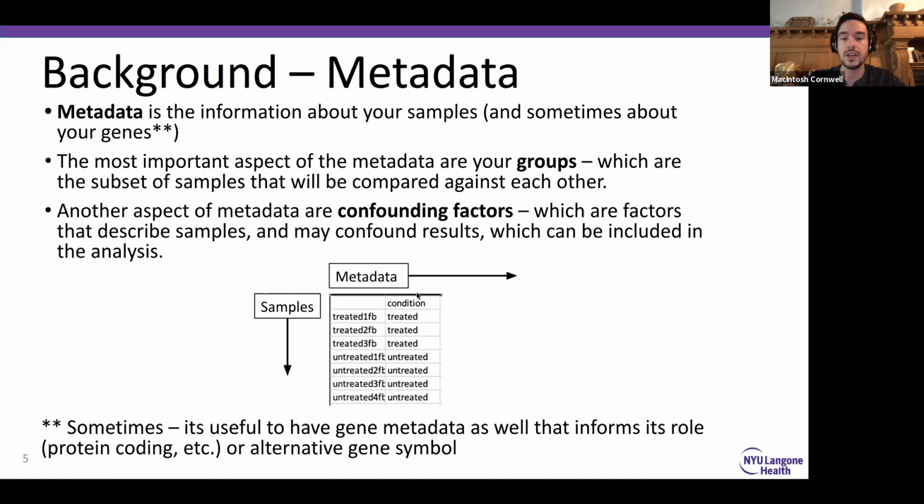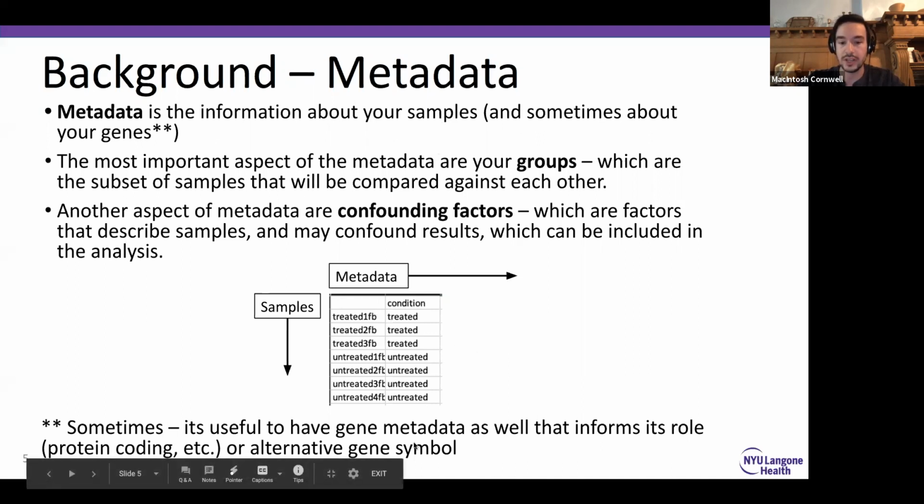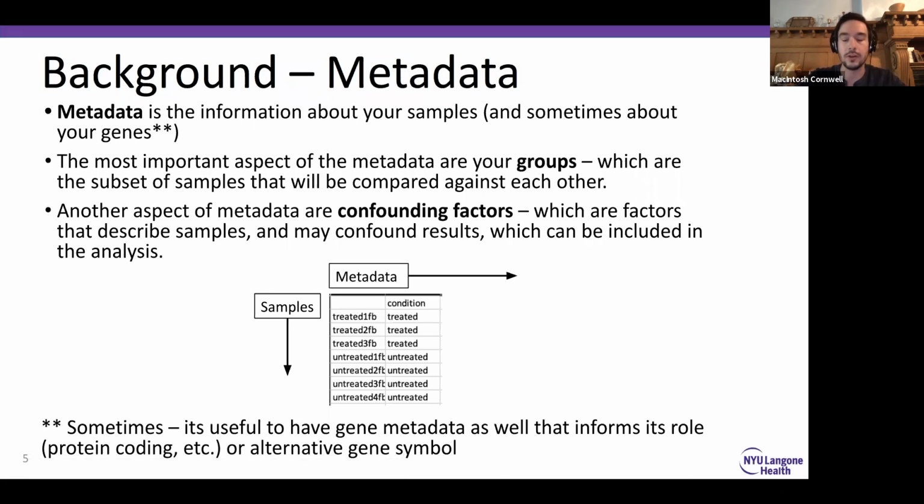As I mentioned, you need to have a grouping column, but you can also have any additional information here to either one, include in your model, or two, just leave attached for further analysis later when you're trying to visualize your results. Lastly, I should mention that sometimes you can actually have metadata on your features as well, so on your genes. Although we won't be covering any of this today, sometimes it's important to have information about your features to further inform your analysis.